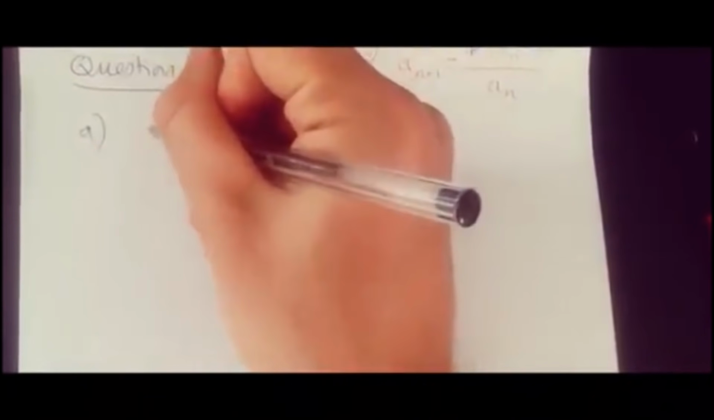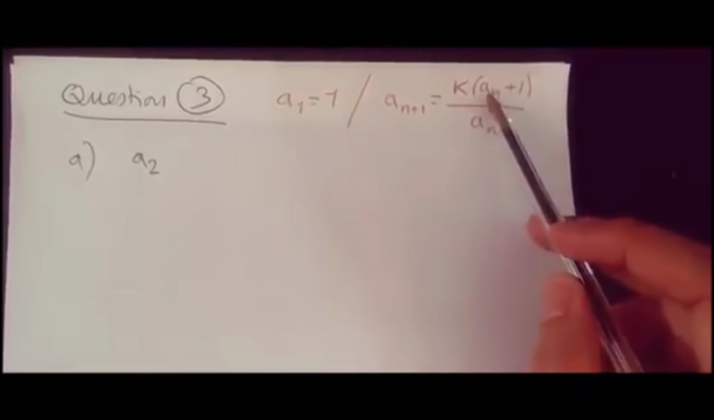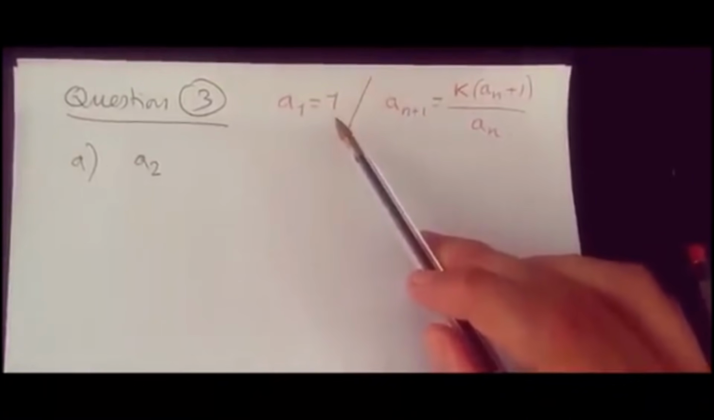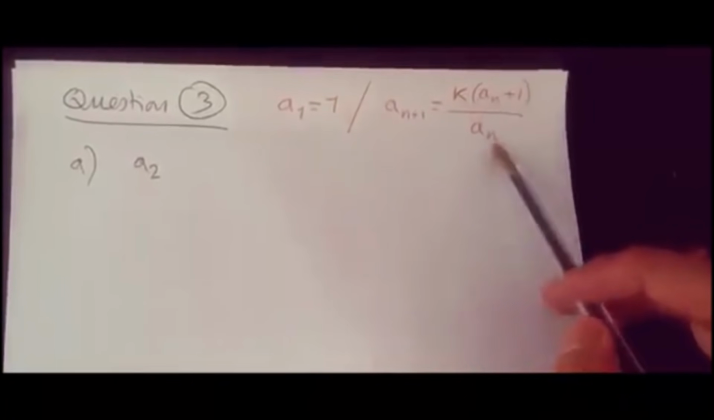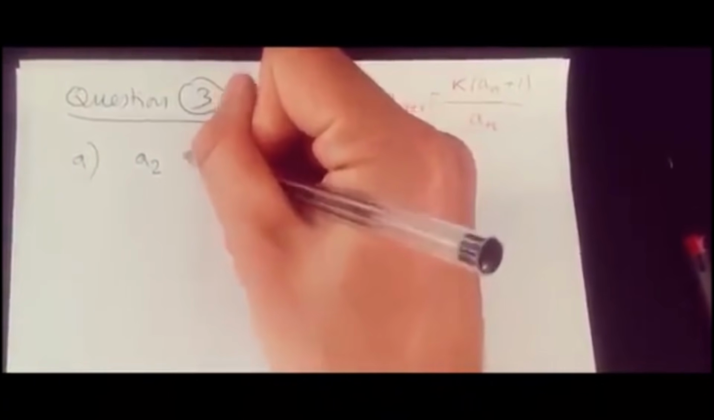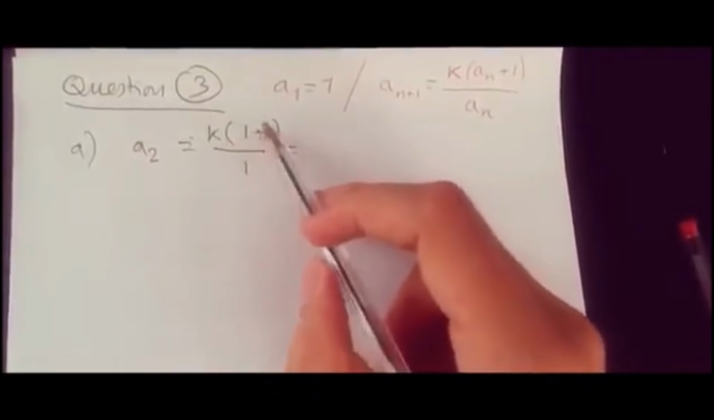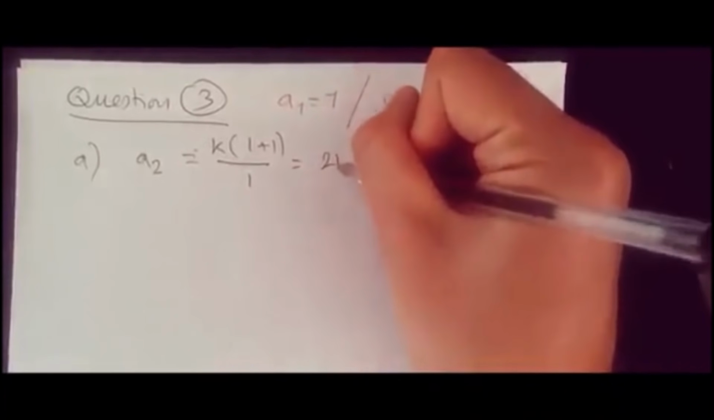To find a2, all we have to do is replace n with 1. So if n is 1 here, n is 1, and n is 1, I have a1 over a1. We know a1 is 1, so k(1 plus 1 over 1). Let's write it down. So replacing the values with a1, plus 1 over 1 again. This would just sum up to 2, so k times 2 is 2k over 1 is just 2k. So that's the easy initial step.